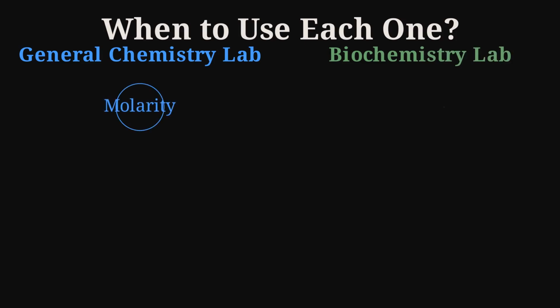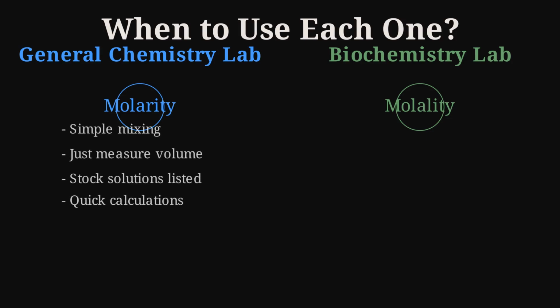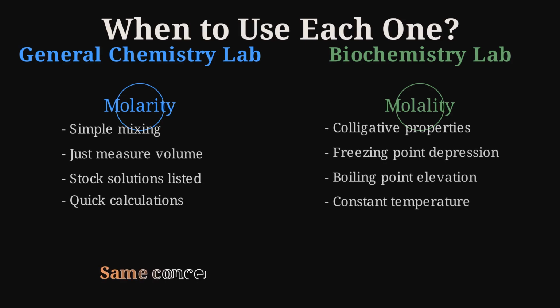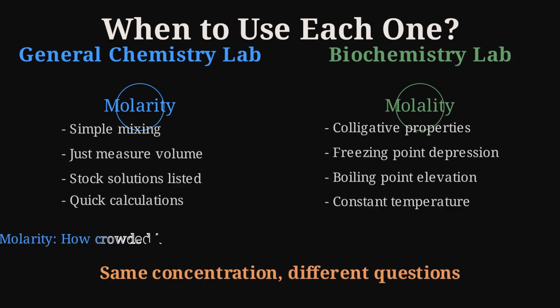So when do you actually use each one? Molarity is everywhere in general chemistry labs. It's simpler for quick mixing because you just measure volume. Most stock solutions list molarity. But molality shines in colligative properties: freezing point depression, boiling point elevation, osmotic pressure. Anything that depends on the number of particles in the solvent specifically needs molality. Biochemistry labs often prefer molality because body temperature is constant and they're measuring precise molecular interactions.